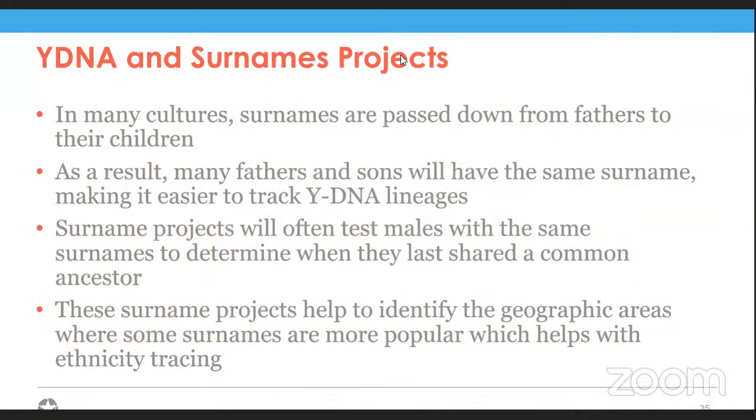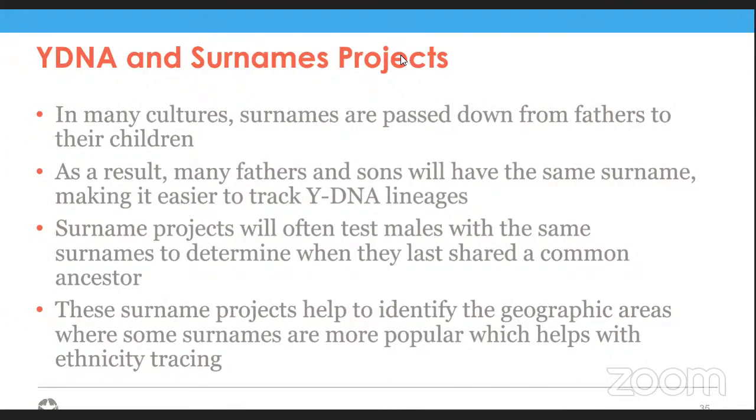In many cultures, surnames are passed down from fathers to their children. As a result, many fathers and sons will have the same surname, making it easier to track Y DNA lineages. So these surname projects will often test males with the same surnames to determine when they shared a last common ancestor. As you can imagine, this is significantly easier with less common surnames, and significantly more challenging if you have a surname like Smith that is very, very common in countries.